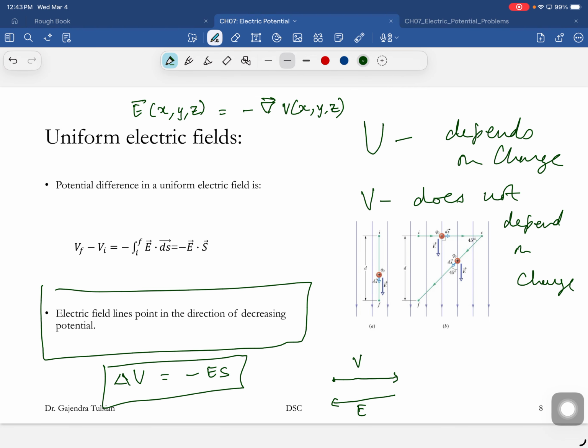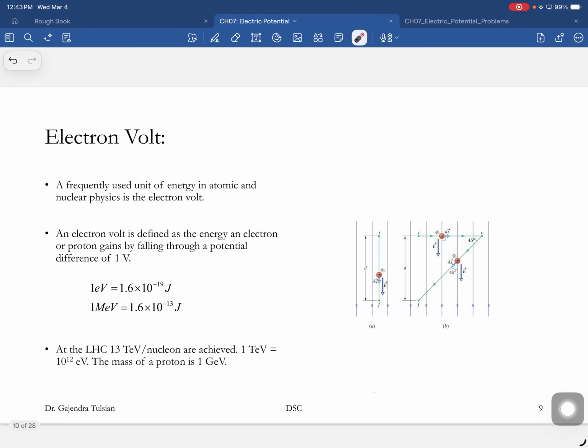And the minus sign, you don't even have to put the minus sign as long as you remember that the potential decreases. The potential difference between 2 points is just E times S, as long as you're going in the direction of the field. So electric fields point in the direction of decreasing potential.